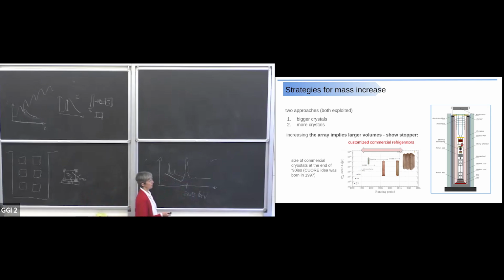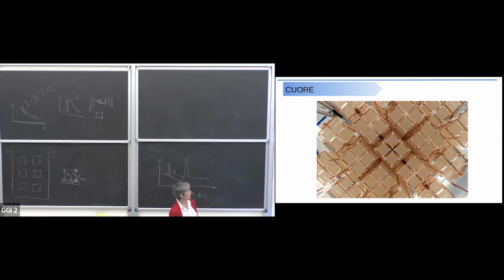Okay? And so we had to decide what to do. And the decision was to build a completely custom cryostat. So let me come to Cuore. This is the Cuore array.